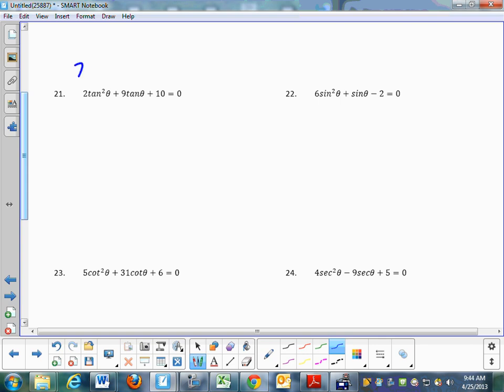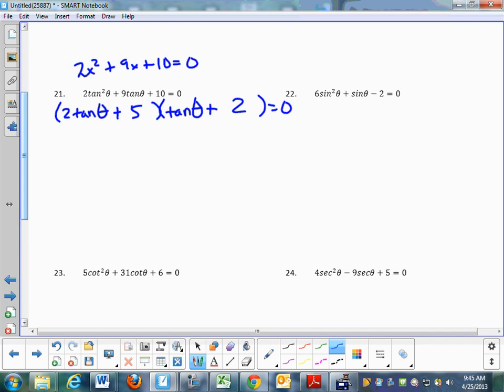Very good. Exactly. This looks like 2x squared plus 9x plus 10. So there are times you could use the quadratic formula. I'm going to just try to give you ones that will factor in this scenario. So we'll factor this to be 2 tangent of theta, tangent of theta. It's all going to be plus stuff. Very good. So I've got 2 tangent of theta plus 5 and tangent of theta plus 2.